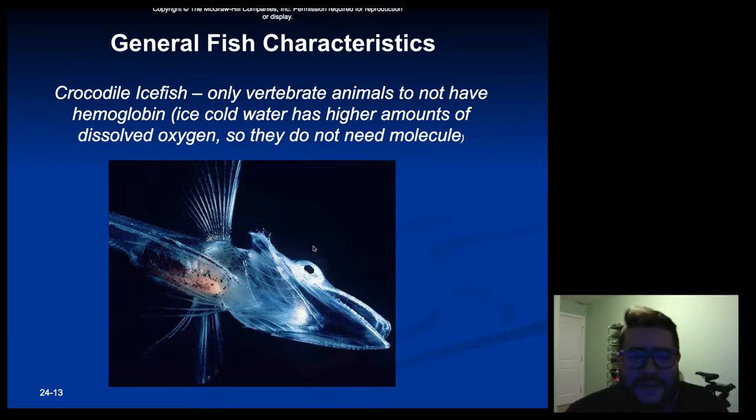There are a couple exceptions. This is called a crocodile icefish. It is the only vertebrate animal that doesn't have a form of hemoglobin. And hemoglobin, if you didn't know, is the protein found in red blood cells that holds oxygen.